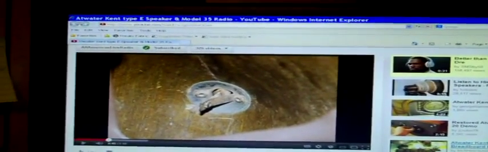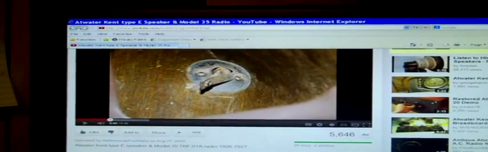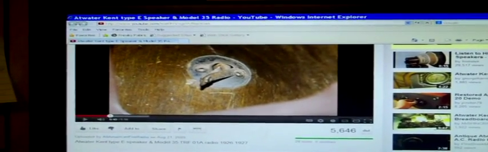I knew that Rick McWhorter, All-American 5 Radio, had done a video on his Atwater Kent Model E speaker quite a while ago. Matter of fact, it was back in 2009. And I was kind of hoping that he might have had a photograph of the center of his cone. Well, sure enough, he does. And look what we find right here. This little part right there.